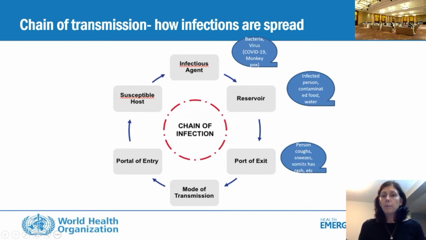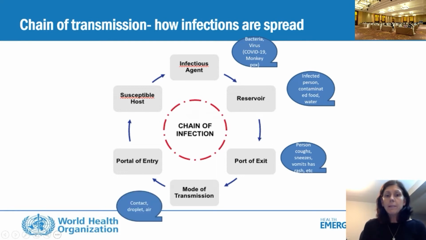And this happens when a person who is infected, for example, coughs or sneezes, or maybe vomits, or maybe they have some sort of skin rash that is weeping. It could be, again, through serving contaminated food or water. And then that is the exit mode, where the bacteria or virus then gets out of that reservoir and can be spread to other people. And the way it's spread is called the mode of transmission.